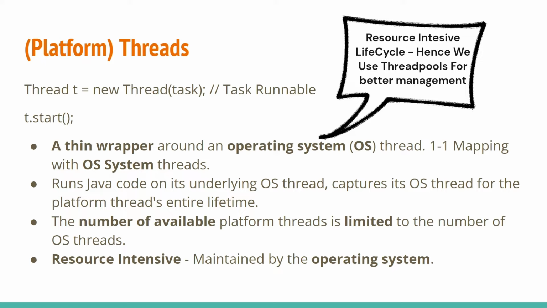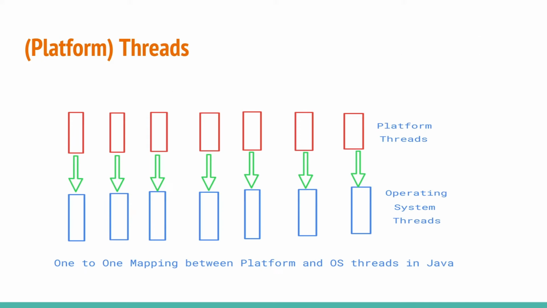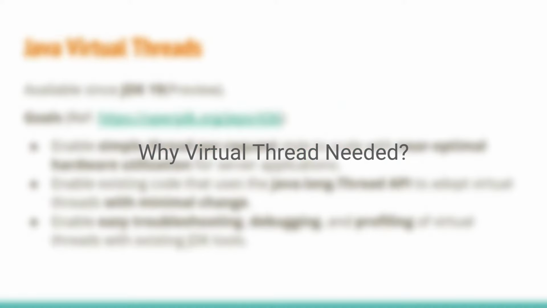your platform thread. So let's look at this diagram again. When we create a new thread, it automatically creates a wrapper around an OS thread, and you can clearly see the one-to-one mapping between platform and OS threads. Now let's go ahead and see why there was a need for virtual threads.